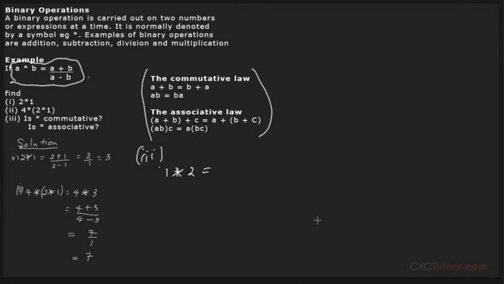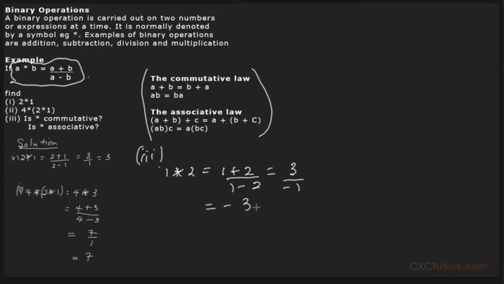So if A star B is equal to A plus B divided by A minus B, then what is 1 star 2 equal to? Taking that in mind, A will take on the value of 1, and B will take the value of 2. So that becomes 1 plus 2 over 1 minus 2. And that is equal to 3, since 1 plus 2 is 3, over 1 minus 2, that's minus 1. And that is equal to minus 3.